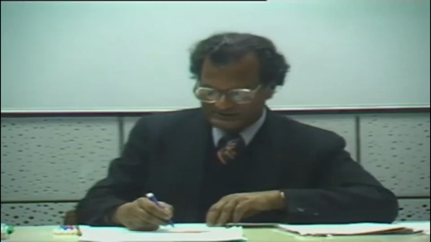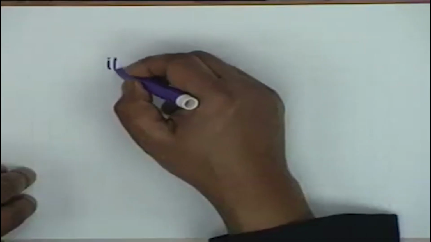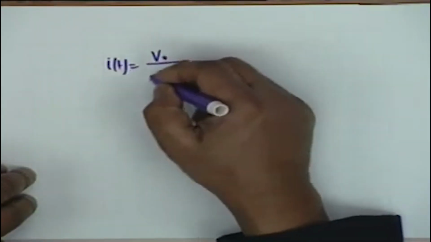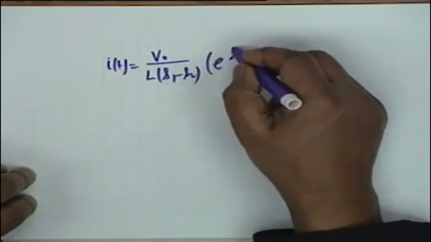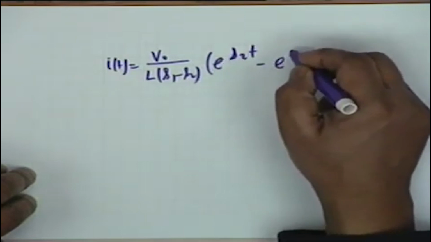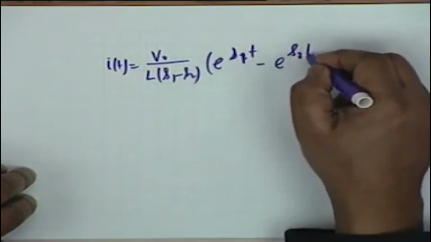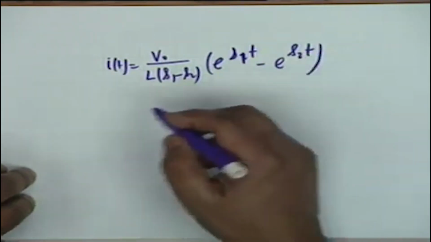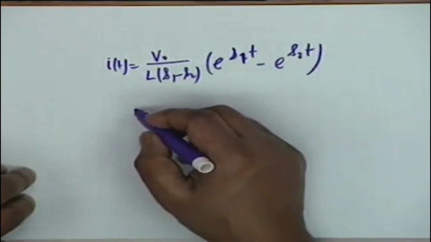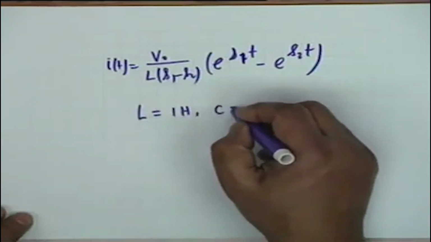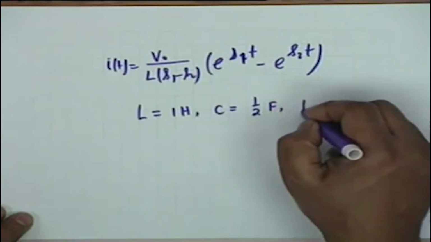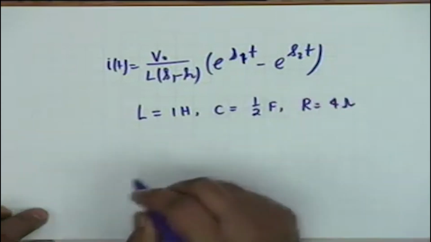Now let us take a numerical example for this case. What happens in the circuit? How does the circuit behave? This is what I am going to show you with numerical examples. We have an example in which, let us say, L equals 1 Henry, C equals half farad, and R equals 4 ohm.